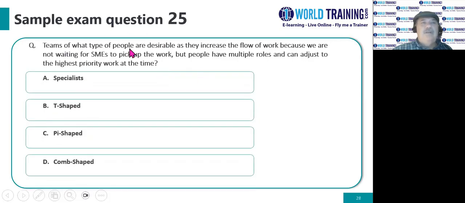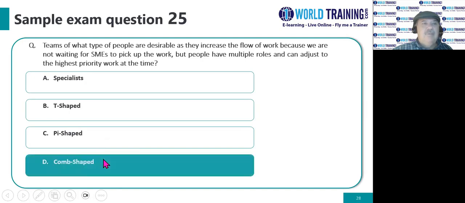Okay, 25. Teams of what type of people are desirable as they increase flow of work, because we are not waiting for subject matter experts to pick up the work, but people have multiple roles and can adjust to the highest priority work at any time. Specialists? No, that's what we just said, not SMEs. T-shaped people, okay, people that have broad skills and are deep in one area, no. Pie-shaped, where they've got broad expertise and a couple of areas. Comb-shaped has multiple areas of expertise, so probably D. Yeah.